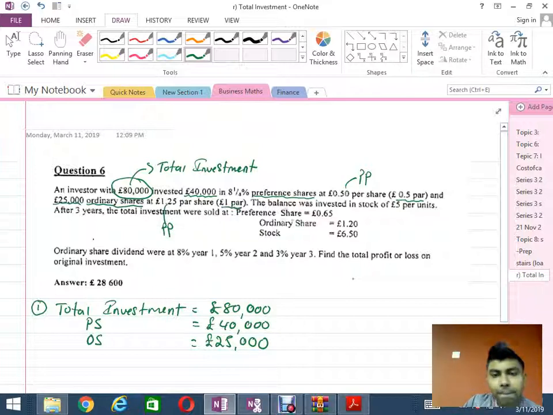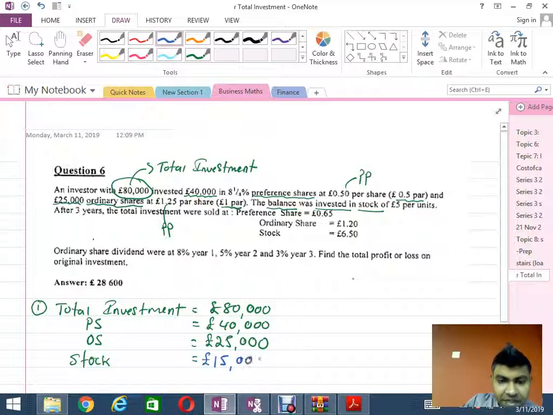And then you have par. The balance, look at that. The balance was invested in what? Stock. So we also have stock. So can you calculate for me how much the balance in stock? So what do you do? You take the 80,000 minus 40 minus 25. So you get 15, correct? See? So you get 15,000. Okay, balance. Remember, balance.